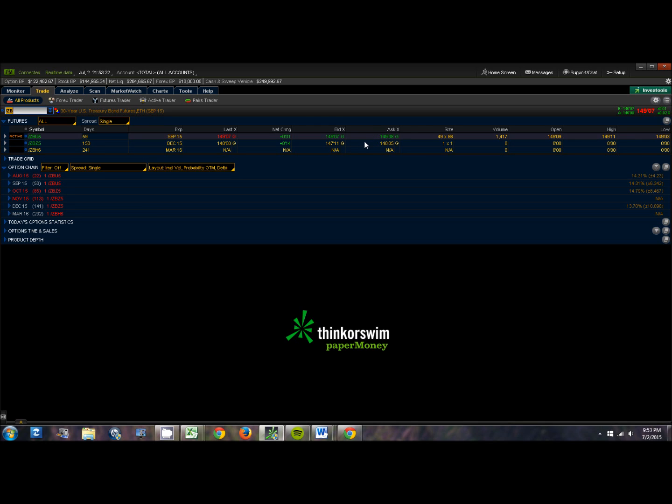That's an enormous spread. Now this is the /ZB, the U.S. Treasury bond. It's the long-term bond in the futures market. This is the easiest and simplest way to get bond exposure in your portfolio, whether it be in our virtual game or in your actual portfolio in real life, right?